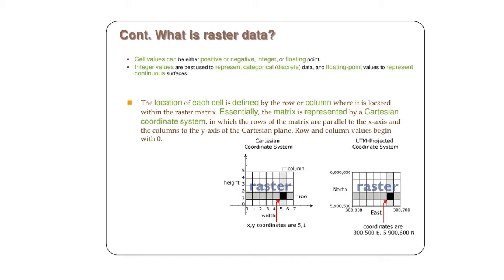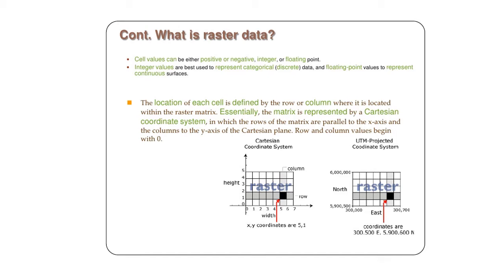The location of each cell in a grid is defined by row and column, and it provides its location within the raster matrix, or the graph paper, you can say. Essentially, the matrix is represented by the Cartesian coordinate system. You know the Cartesian coordinate system well. You have done it since matric and onwards, in which the rows of the matrix are parallel to the x-axis and the columns to the y-axis of the Cartesian plane. Row and column values begin with 0.